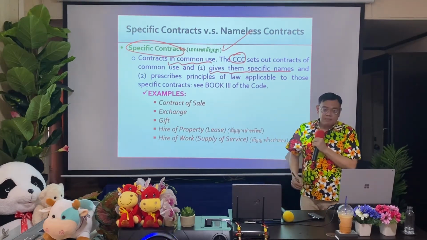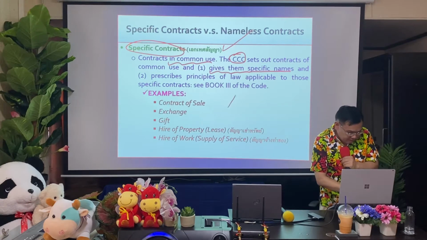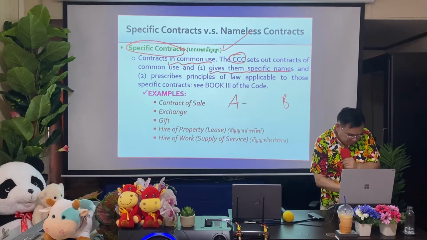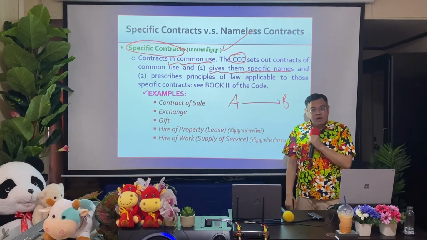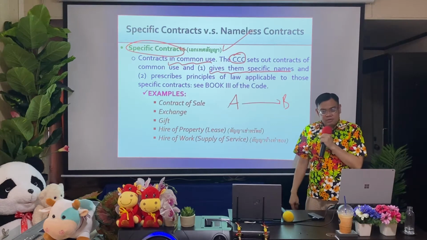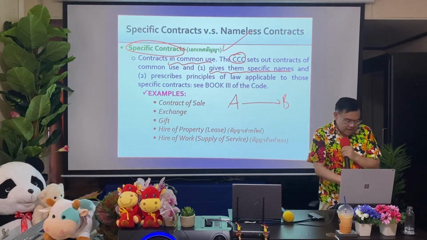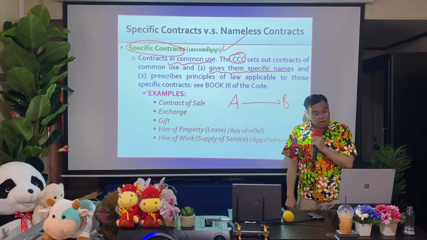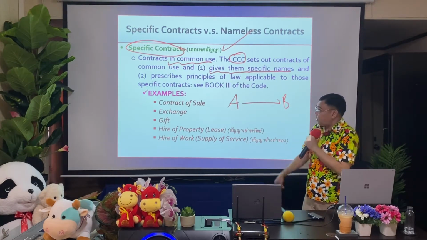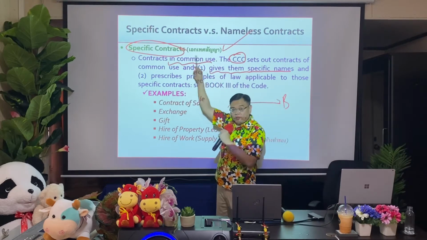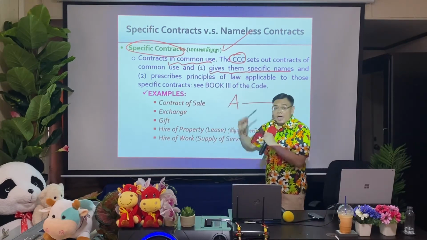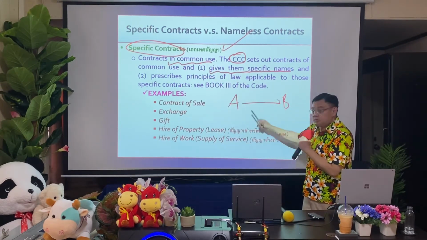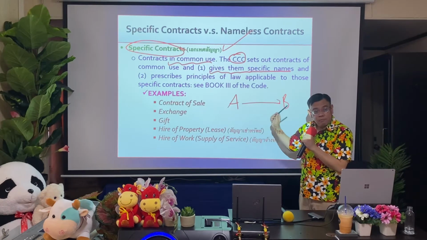Let's say that A and B want to make one of the specific contracts, and A agrees to sell a car to B. This is a contract of sale. Simply because this contract of sale is in common use, the Civil and Commercial Code gives a specific name to this contract.